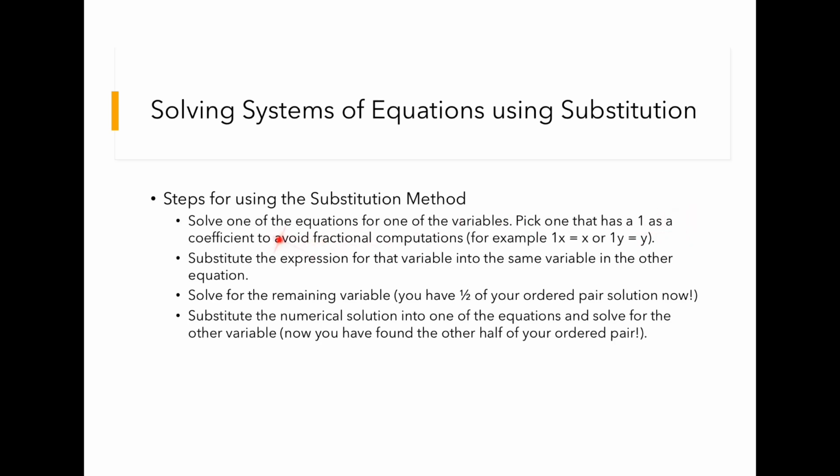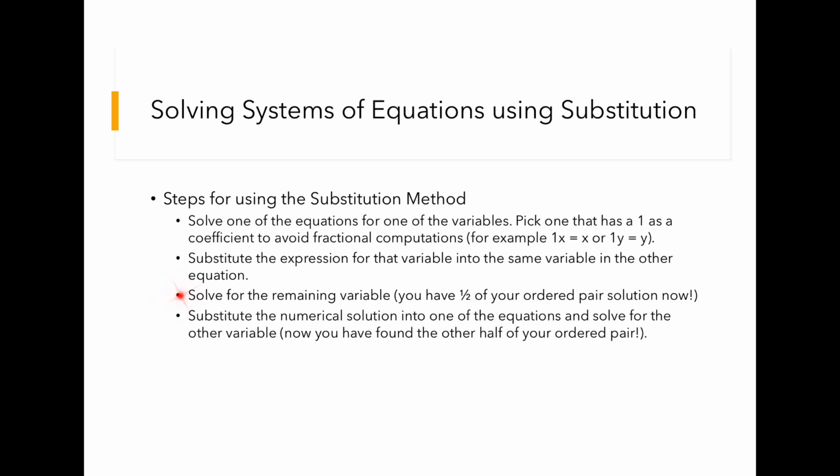That's the one we generally want to solve for. Meaning we're going to get all the other terms and constants to the other side. We're just going to isolate that variable. Then we're going to take the expression that variable is equal to, and substitute it into the same variable in our other equation. So we'll have x equals an expression, or y equals an expression, and we substitute that expression into that variable in the other equation. What that does is essentially get rid of that particular variable, and we only have one variable left with a bunch of numbers.